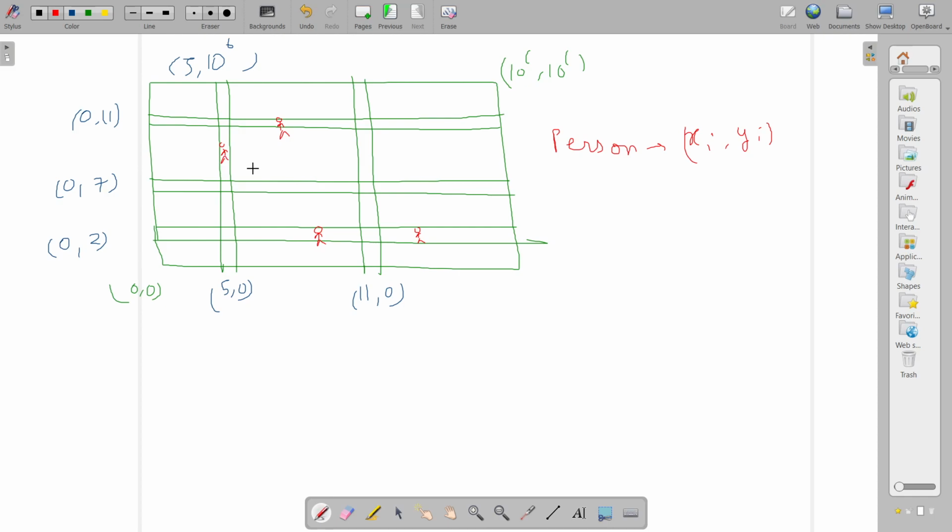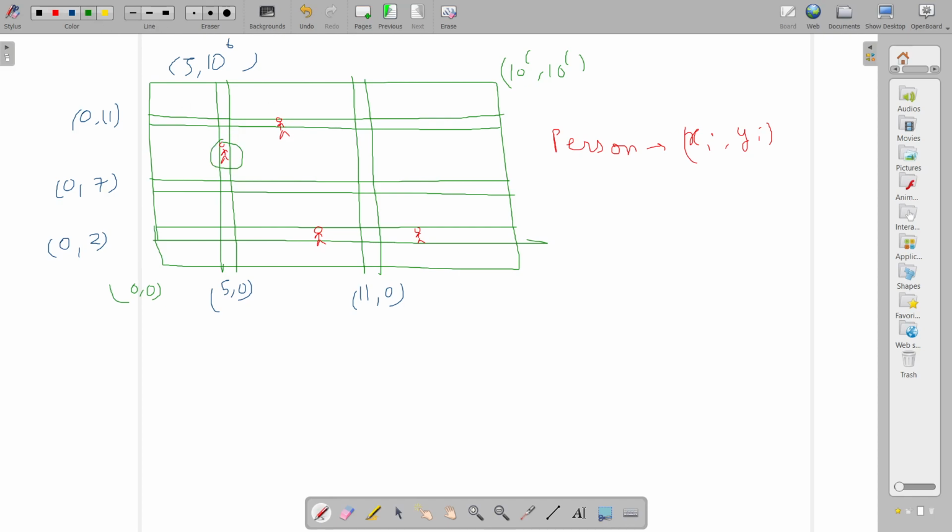What do you want to find out? You want to find all those pairs of people such that the shortest distance to meet them is greater than the Manhattan distance between them. So I'll explain this statement.